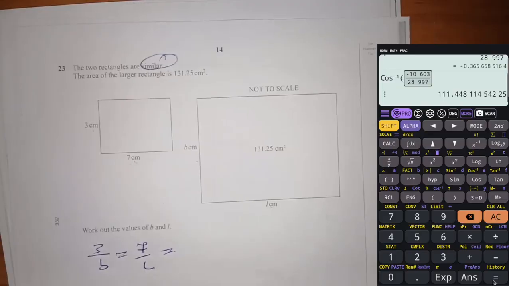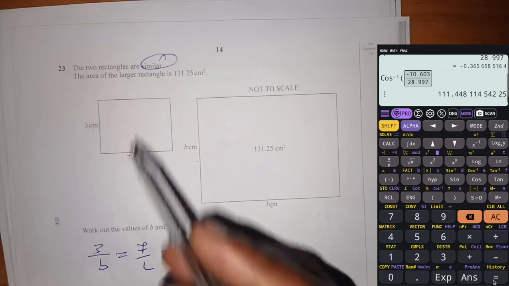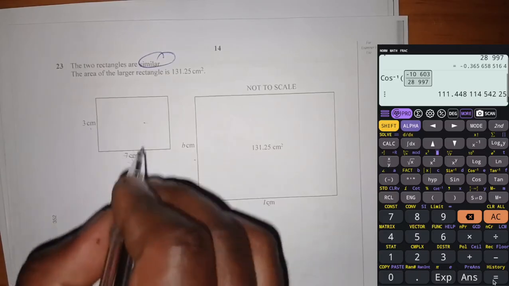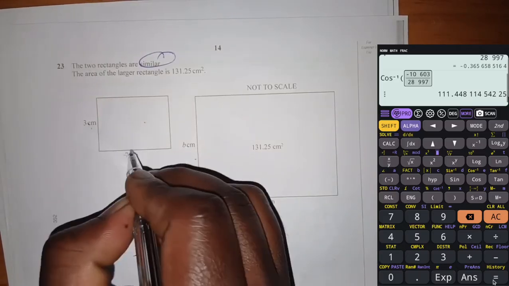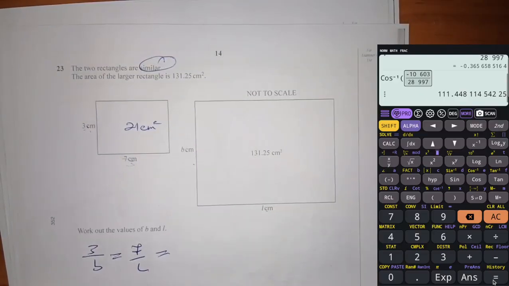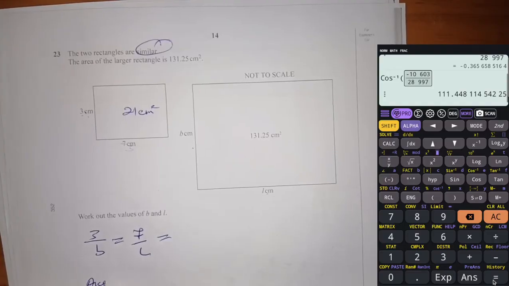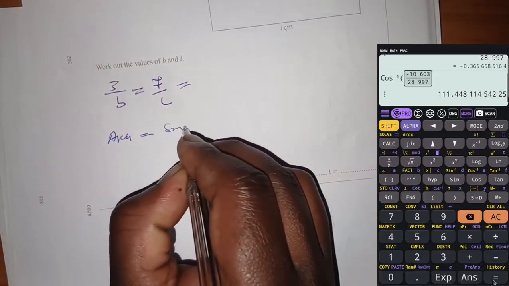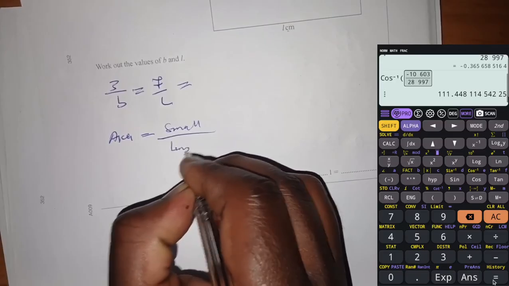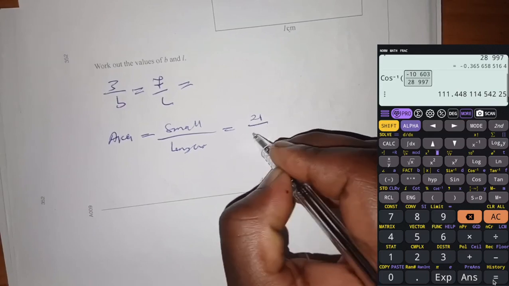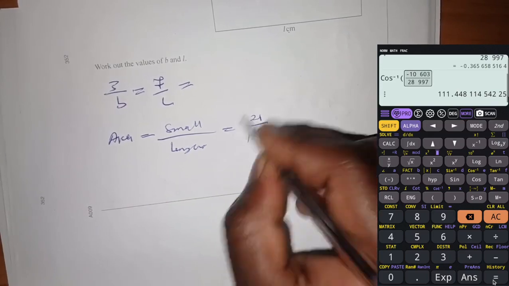Then we need to find something true that is like a complete ratio. What are we given? The complete 2 sides here, so we can find the area here. So the area here is 7 times 3, which is 21 cm squared. Now, in terms of area, the smaller rectangle over the larger one is equal to 21 over 131.25. This is in terms of area.